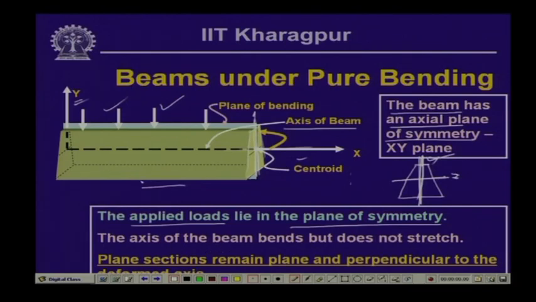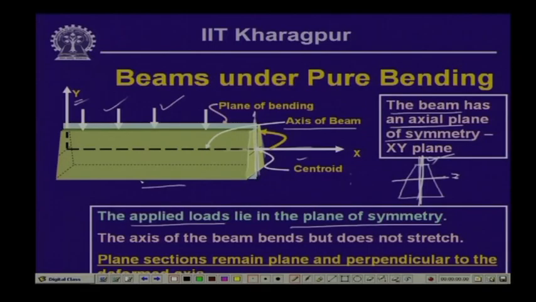Because of the loading, as we have seen, the beam will be subjected to shear force and bending moment, and it will also undergo deformation. When it undergoes deformation, the axis of the beam which we have chosen undergoes bending, and we assume that it does not undergo stretching. And the most important assumption which we make here is that plane sections remain plane. That means the cross section of the beam, which was plane before the application of the load, remains plane and perpendicular to the deformed axis after the bending occurs.